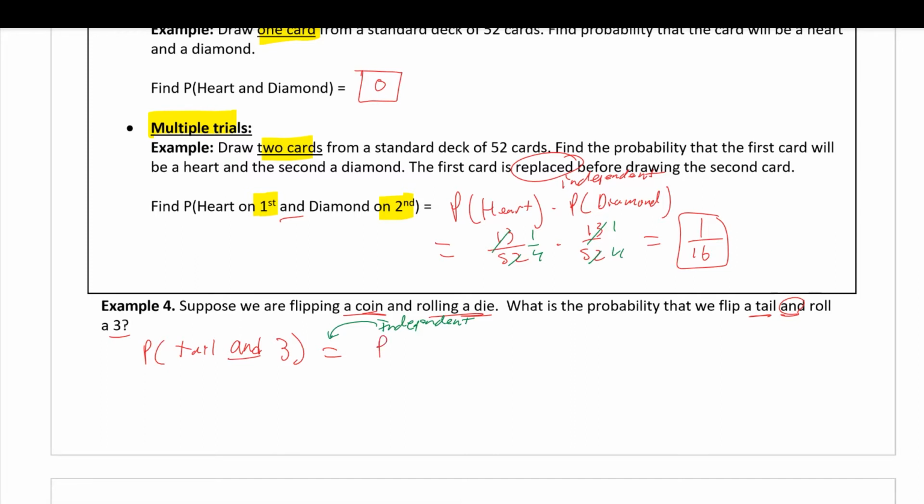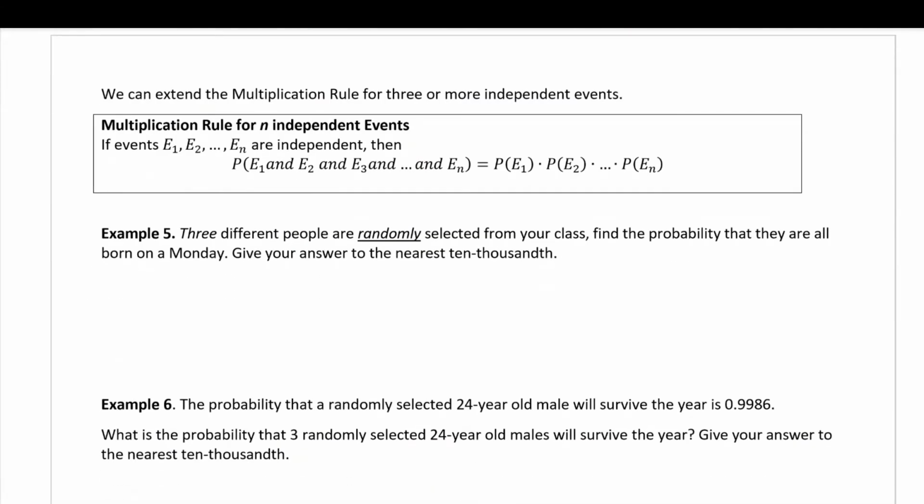So this is simply the probability of getting a tail on one coin times the probability of getting a 3 on the die. Two different fractions. A coin just has 2 sides, one of those sides being a tail, so 1 out of 2. And a die has 6 sides, and there's only one 3, so that's a 1 in 6 chance. We can't reduce, so we just multiply straight across and get a 1 in 12 chance of this occurring.